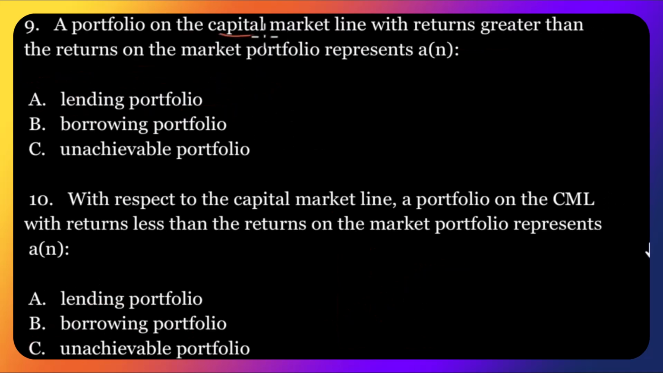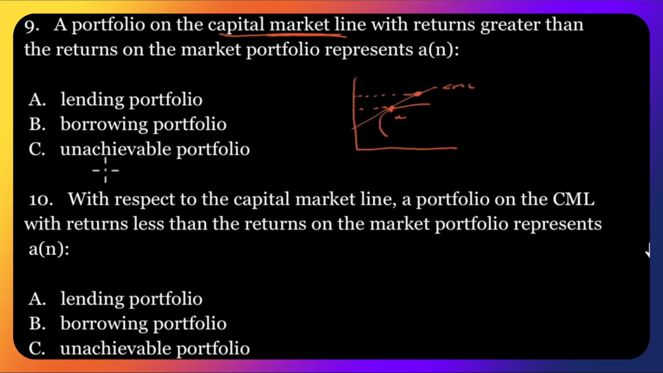9. A portfolio on the capital market line with returns greater than the returns on the market portfolio represents, well, how do we get that? There's our market portfolio. And it says any portfolio, it's on the capital market line. So it's got to be on the capital market line with returns greater than the returns on the market portfolio, which means if these are the returns, and if we have returns greater, it must be on the capital market line. What is that? A lending portfolio, a borrowing portfolio, or unachievable.